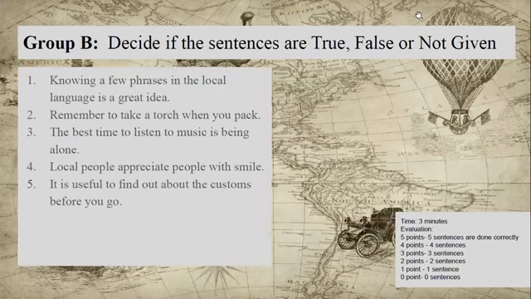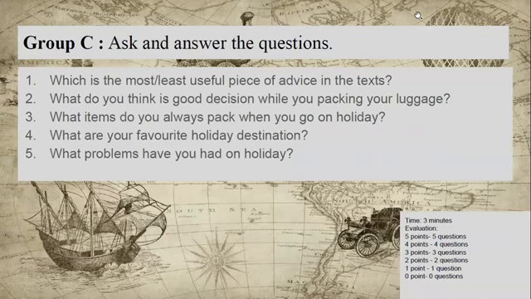Group B should decide if the sentences are true, false, or not given. Time 3 minutes. Evaluation system is presented to this group. Group C should ask and answer the questions. Time 3 minutes. The evaluation system is presented to this group.